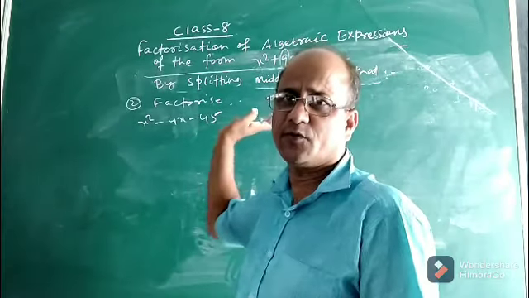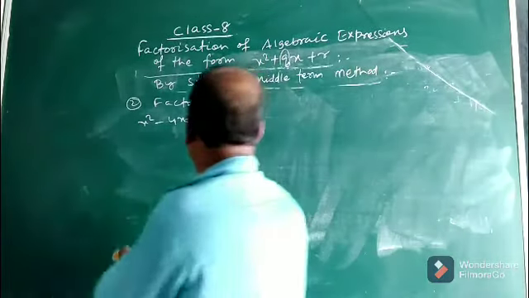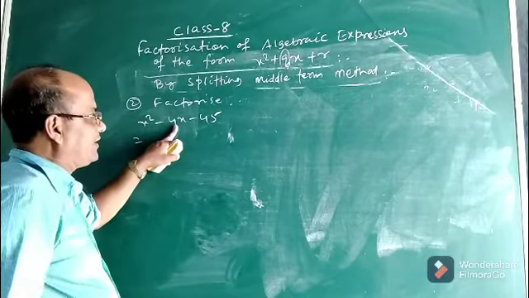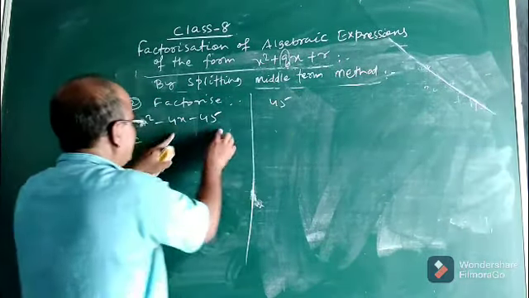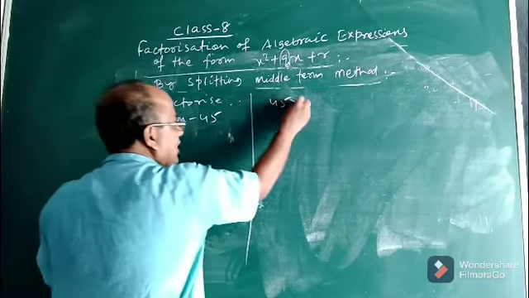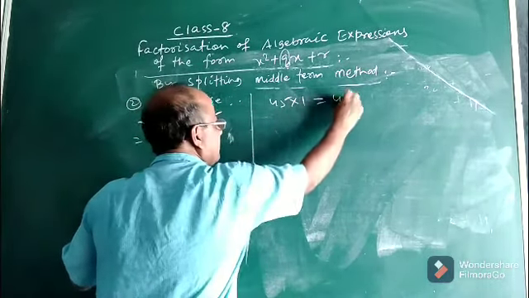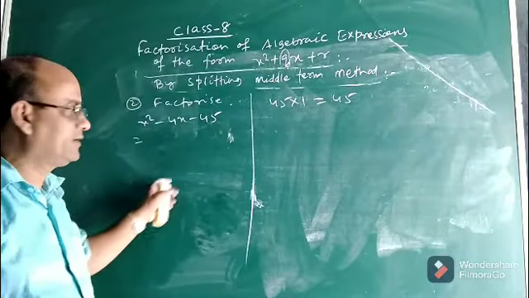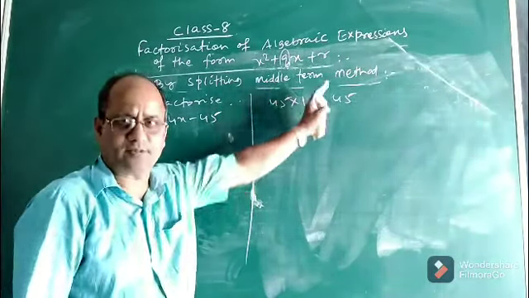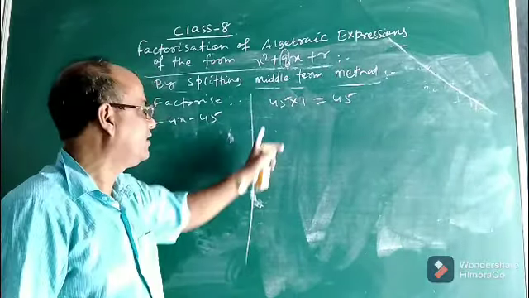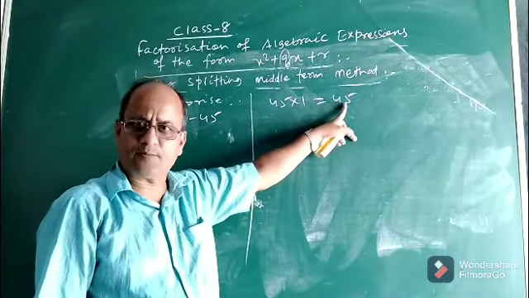But just the procedure I told you now. Let us see how to do it. Now what is the middle term? 4. What is the constant term? 45. What is the coefficient of x square? 1. So find the product of 45 and 1. Find the product of this constant and the coefficient of x square in the rough work or steps. So 45 into 1 is 45.